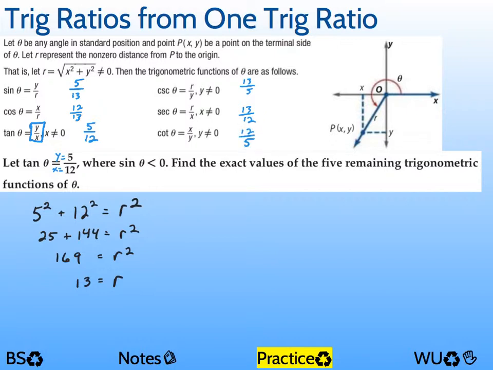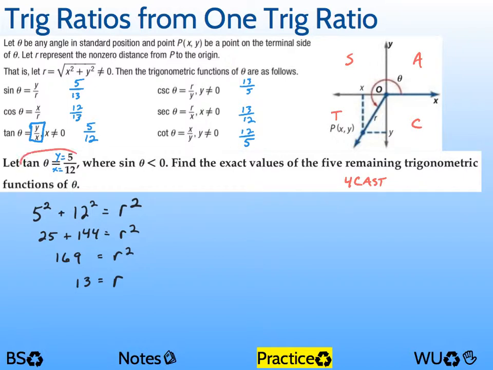Now the next thing we have to do is decide which of these are positive and which of these are negative. Remembering forecast, we know that cosine is positive in 4, all are positive in 1, sine is positive in 2, and tangent's positive in 3.